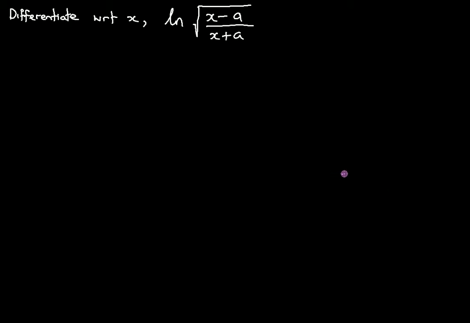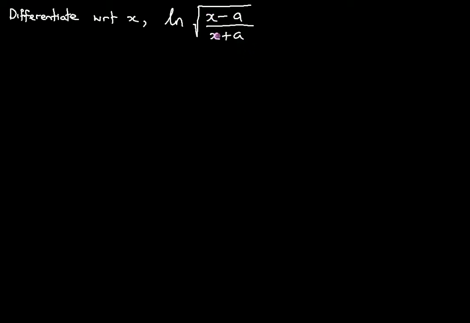This question asks us to differentiate this expression with respect to x. But before we begin, there's something that we should recognize, and that is, to be able to take the square root of this number, you need (x − a)/(x + a) to be a positive number. Now when does that happen?